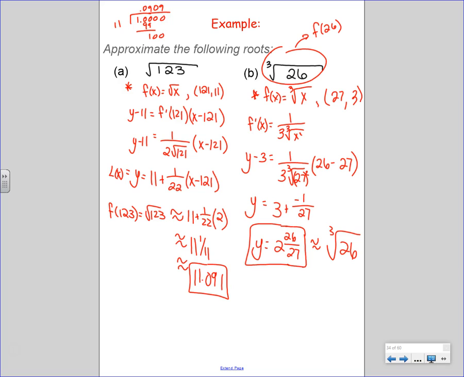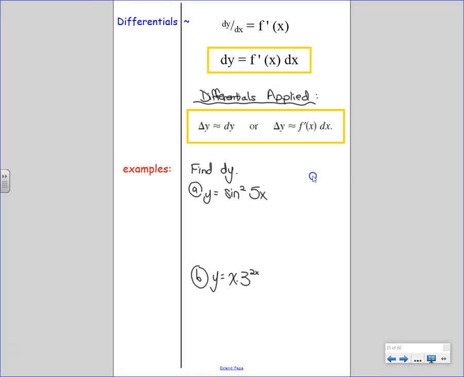Guys, what were the decimals for each? 2.963. That's approximately 2.962. Not bad. A little closer than those of you yesterday that were like, just choose something and make up a decimal. All right, differentials time.